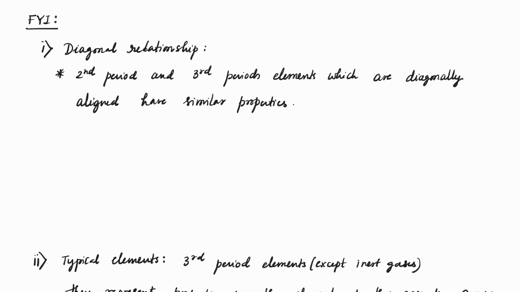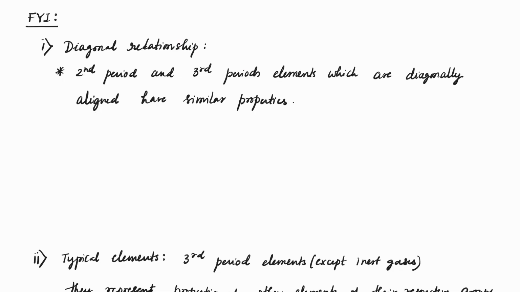Notice when it comes to the periodic table, there are certain patterns that we need to identify. One of them is the diagonal relationship. The second period elements and the third period elements which are diagonally aligned to each other will always have similar properties. Got it?